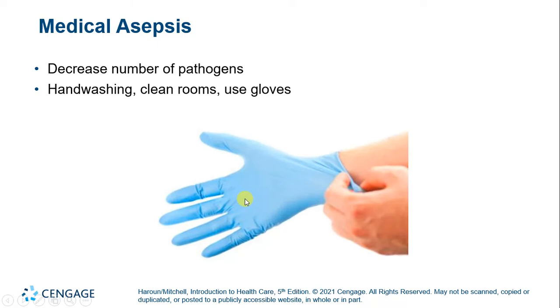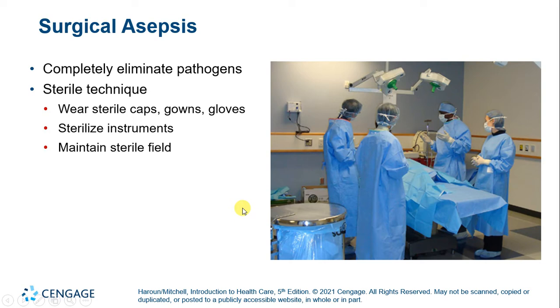Medical asepsis decreases the number of pathogens, so things like hand washing, clean rooms, using gloves. Surgical asepsis completely eliminates pathogens. So this is a sterile technique. This is a much higher level of removing pathogens from the environment.